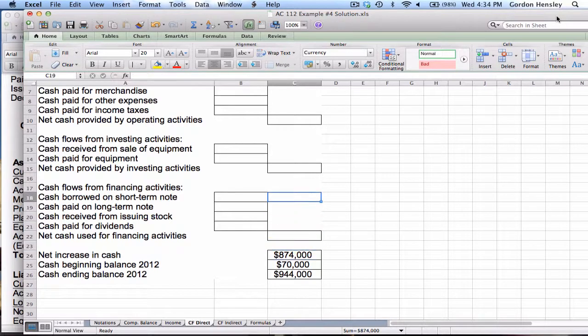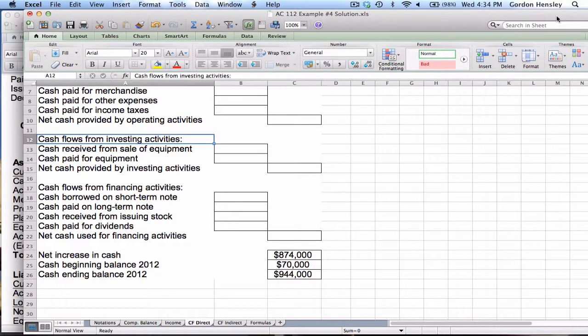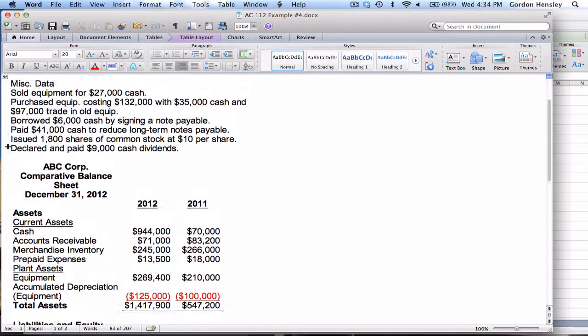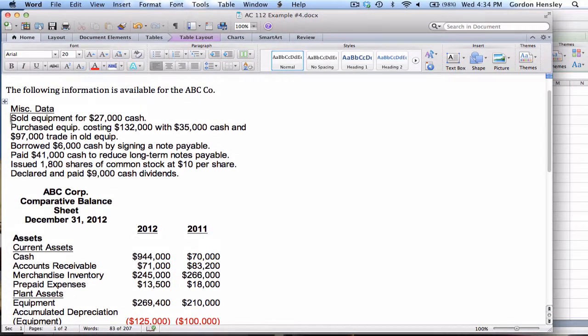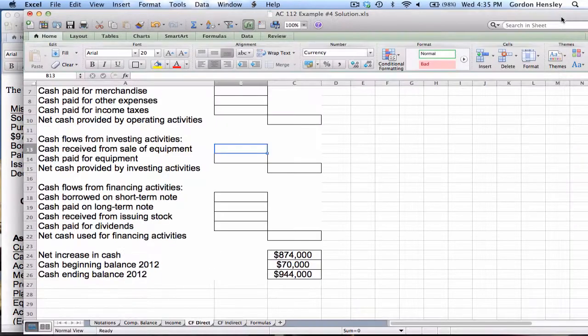Now, the next thing I want to work on is sort of in the middle of the statement, this investing activities section. Now, the information that I need for this section, as well as financing, all of that information is going to come from my miscellaneous data. So I'm going to go back up here and look at this miscellaneous data. The very first thing that I see there, it says that they sold equipment for $27,000 cash. So right here it says cash received from sale of equipment. That's going to be $27,000.